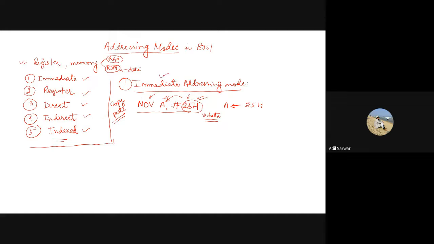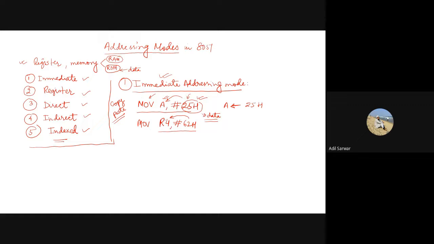That is why it is called the immediate addressing mode: direct copying of data into the register. The 8051 is not looking into some memory location and fetching data from there. Rather, it is directly copying this data into register A. Or it could be, say, one more instruction: MOV R4, #62H. The number 62, because it is preceded by the hash sign, is data, and that would be copied to the register R4.